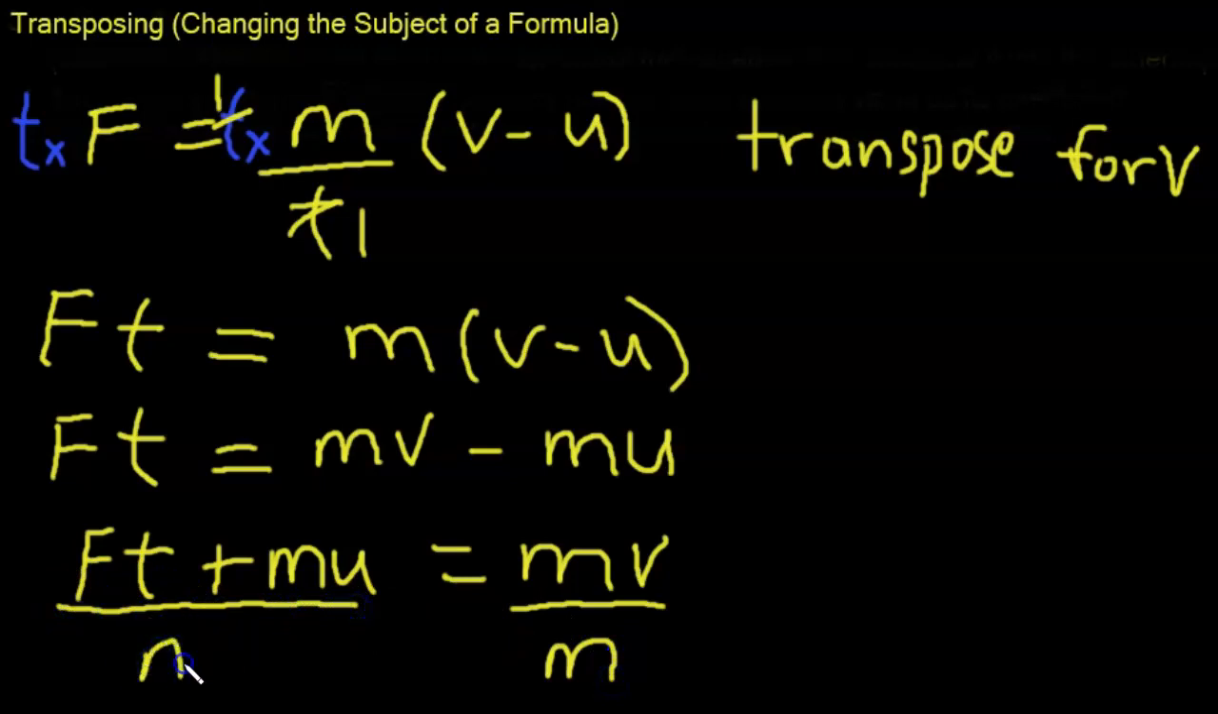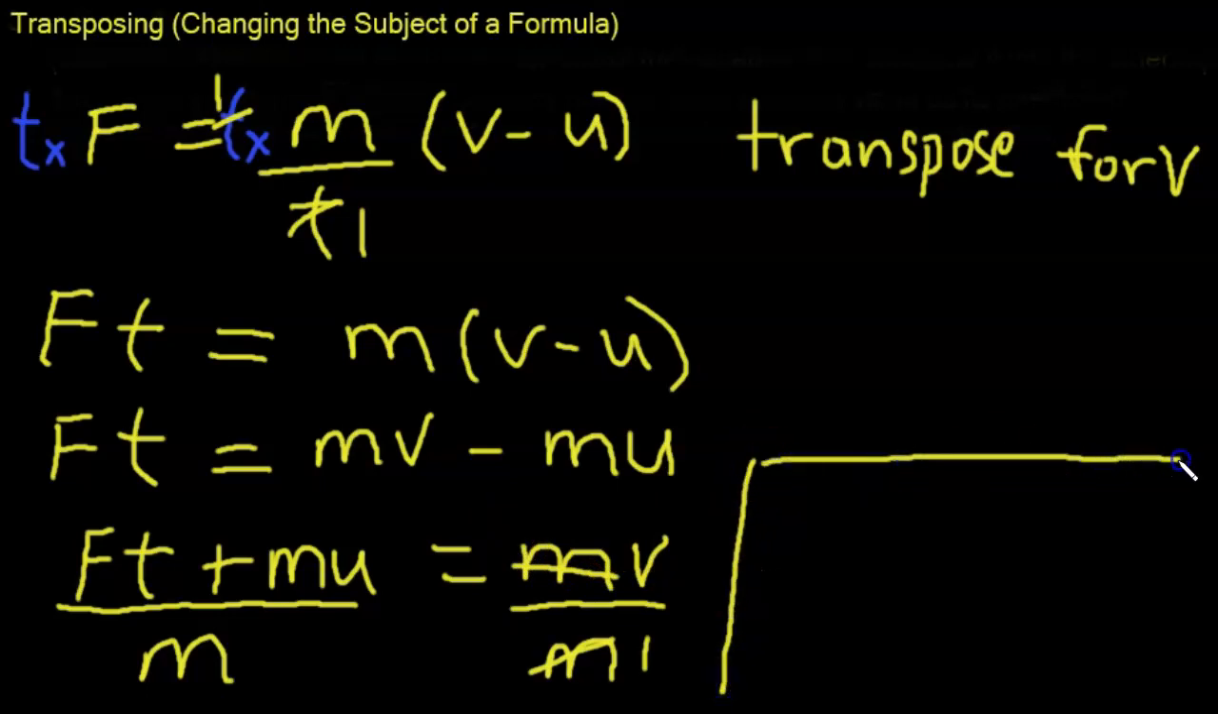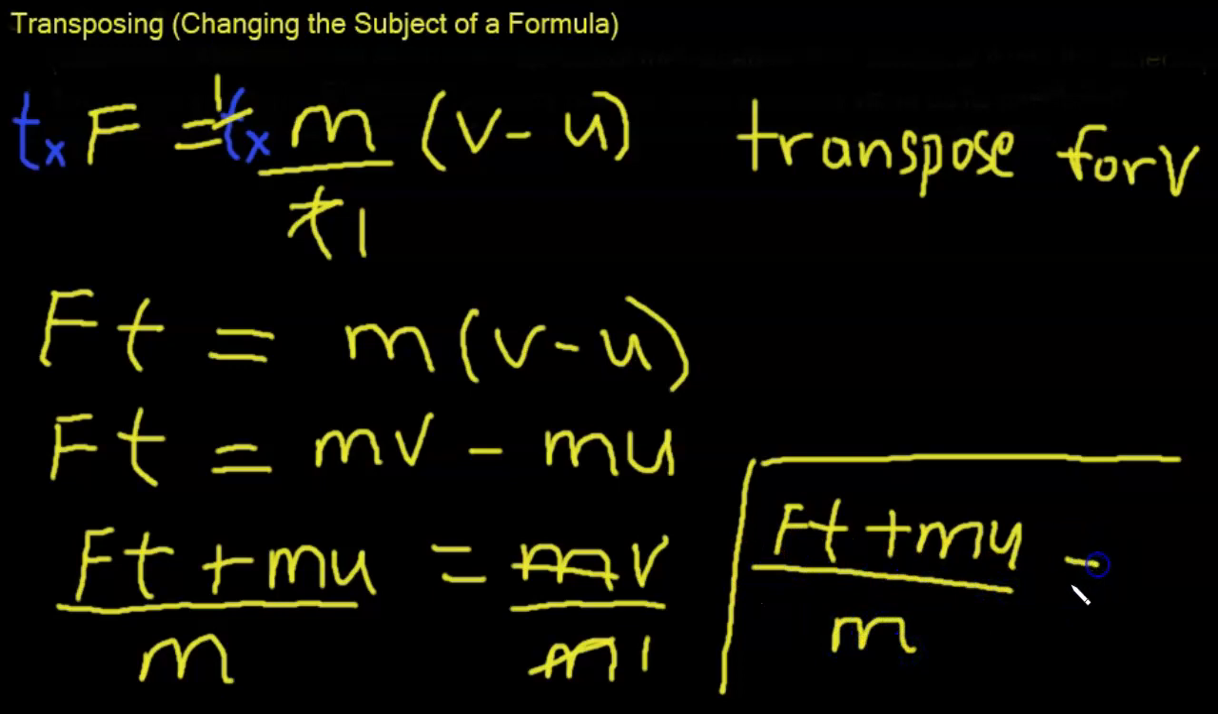And there you have it. M into M goes 1 time. Anything divided by itself is 1. 1V is just V. So therefore, what's our solution? FT plus MU, over M, is equal to V. And that's it.